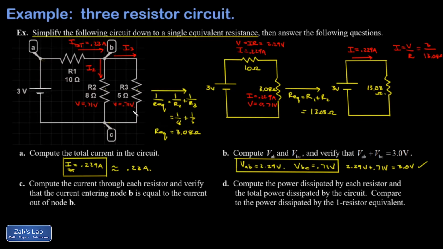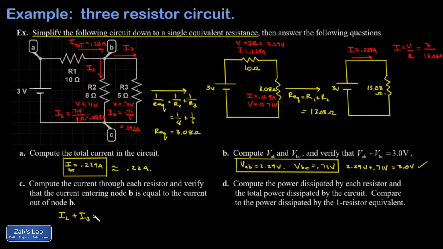But I've already got the potential difference across each of these resistors, and I have their resistance, so I should be able to figure out the current using Ohm's law. So I is V over R. I2 is going to be equal to 0.71 volts over the size of that resistance, which was 8 ohms. And I get 0.089 amps. Across the 5 ohm resistor, again, I is V over R, and I get 0.14. I'll just keep an extra decimal just for a second. 0.142 amps.